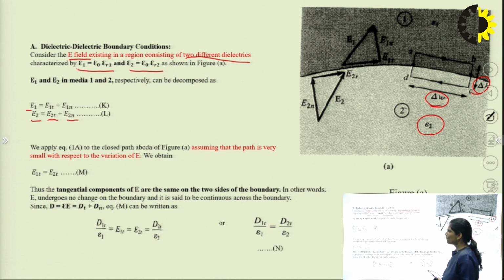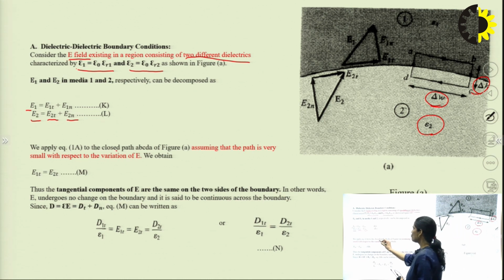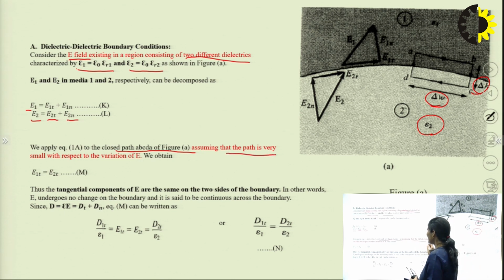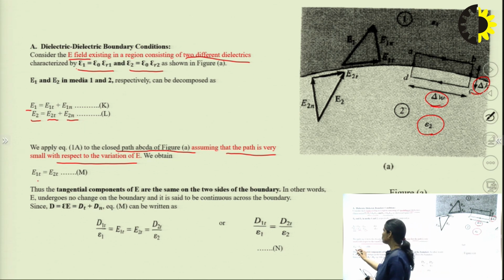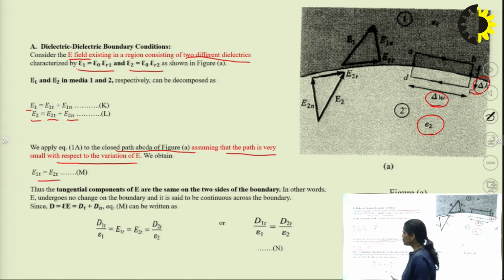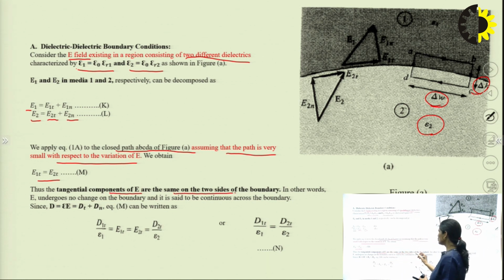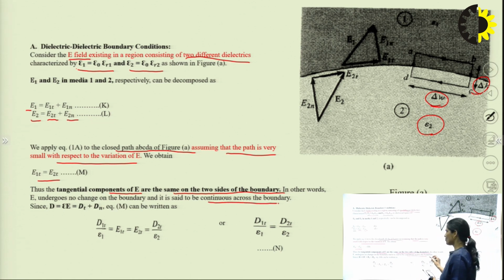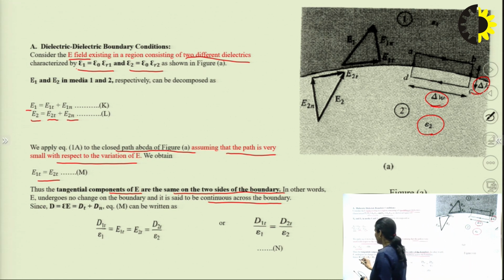Now we have to apply equation 1a to the closed path A, B, C, D, A in this figure, assuming that the path is very small with respect to the variation of E. Then E1t is equal to E2t. This is an equation: the tangential components of E are the same on the two sides of the boundary. E undergoes no change at the boundary and is said to be continuous across the boundary.